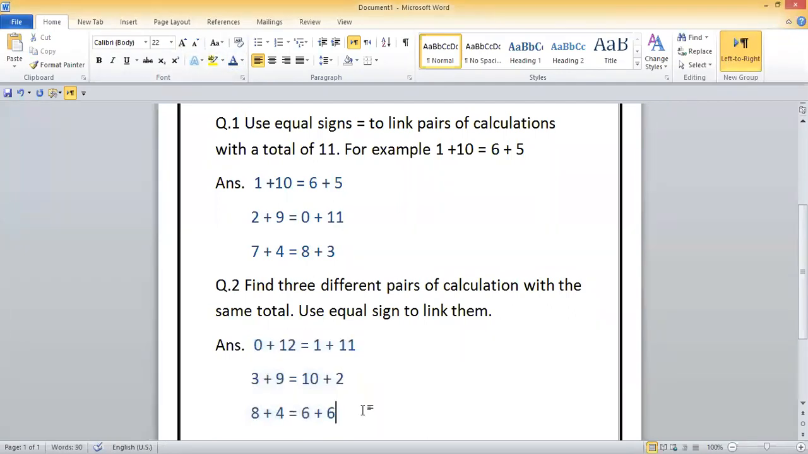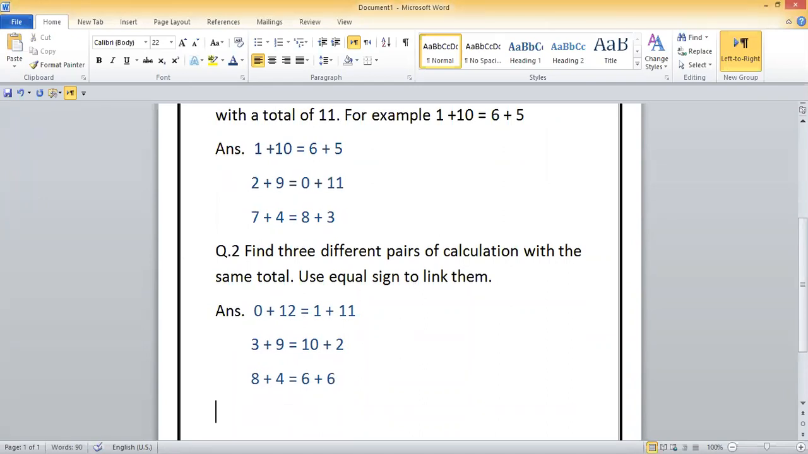Okay. Question number one and question number two, we finished. Any problem? No problem. Okay. 7 plus 5 equals 5 plus 7.